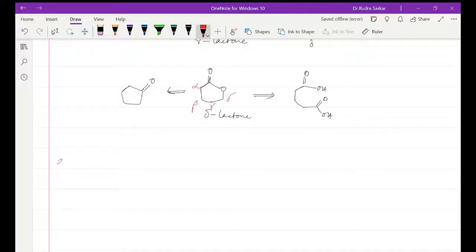In this section we will be discussing esters via alpha alkylation. This is very similar to things that we have studied in derivatizing ketones at the alpha position.